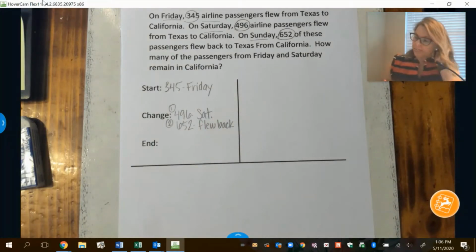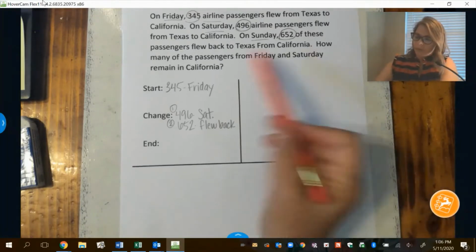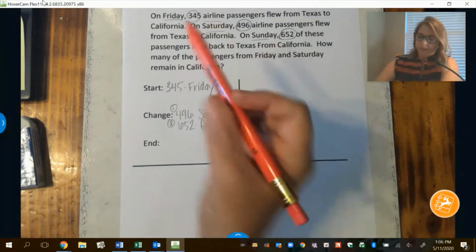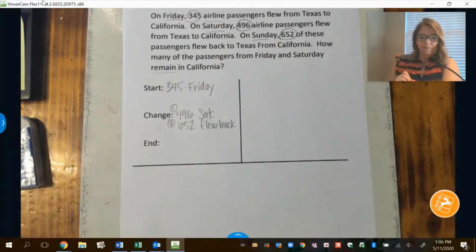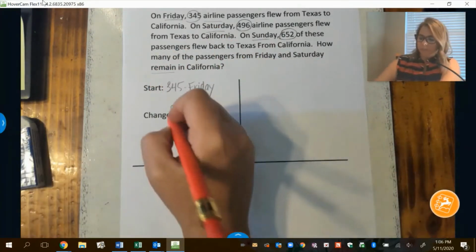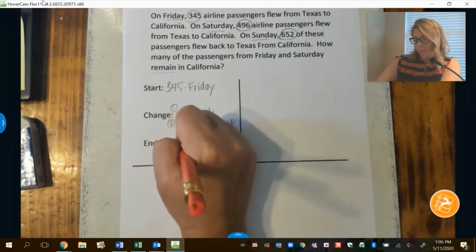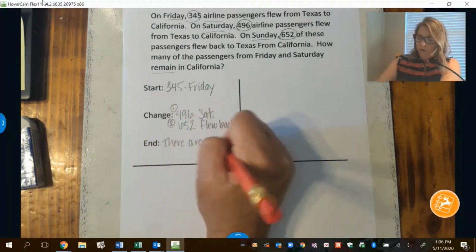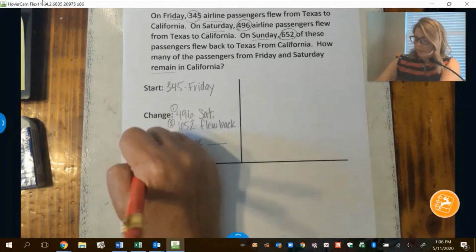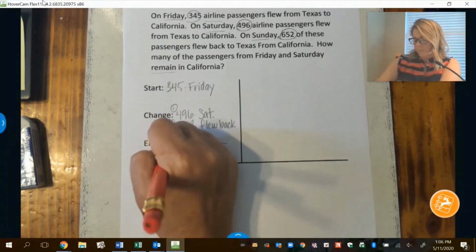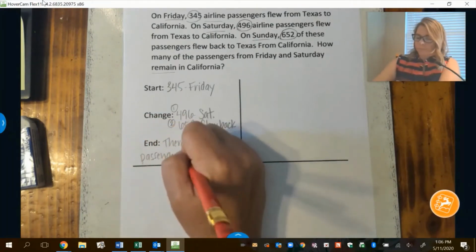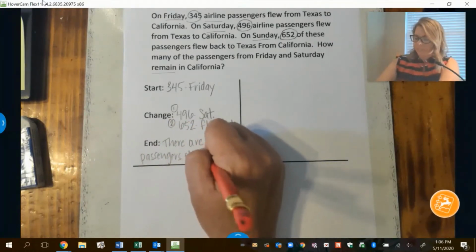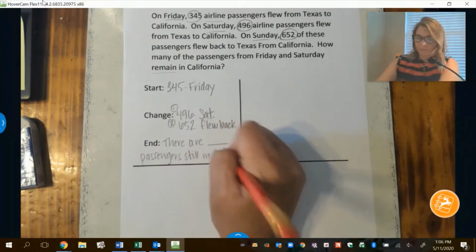Now our end is going to be, well, what is the question asking us? This is going to be our fill in the blank statement. How many of these passengers from Friday and Saturday remain in California? So we could do something like, there are blank passengers still in, and I'm going to abbreviate California.